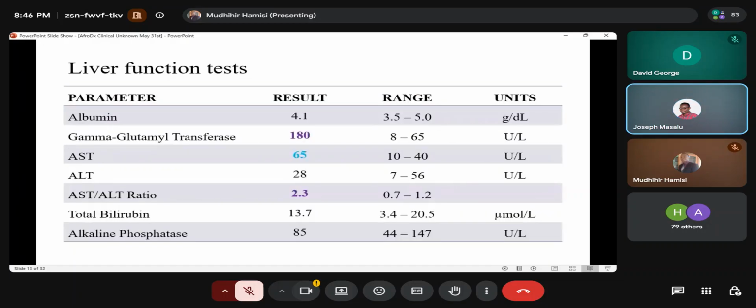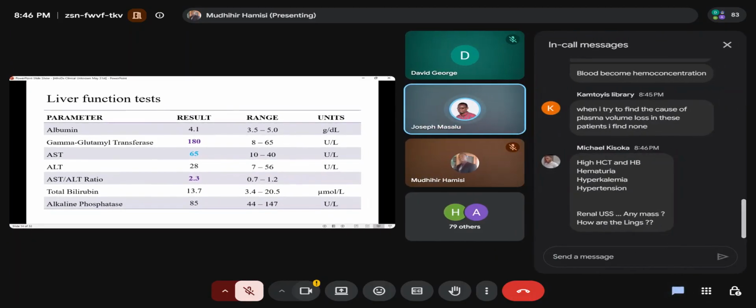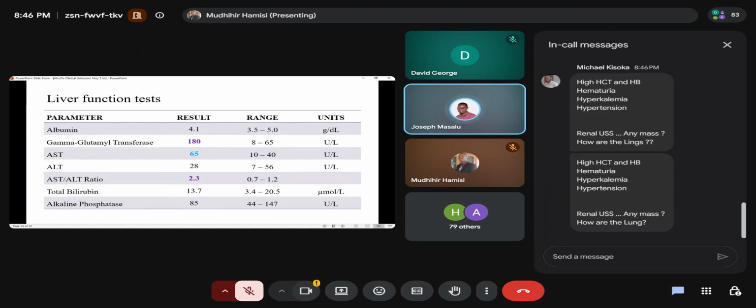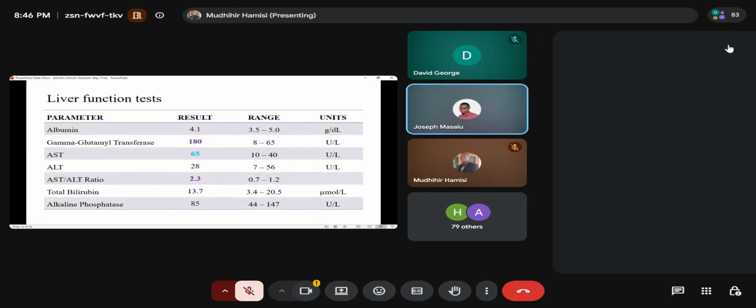Another, yeah, so what we are seeing here is transaminitis, and the good thing is the AST-ALT ratio is above 2, and the patient takes excessive amounts of alcohol. I can say this is alcoholic liver disease, Mudhihir. Easy to explain like that, and maybe not related to what we are seeing here. Next.